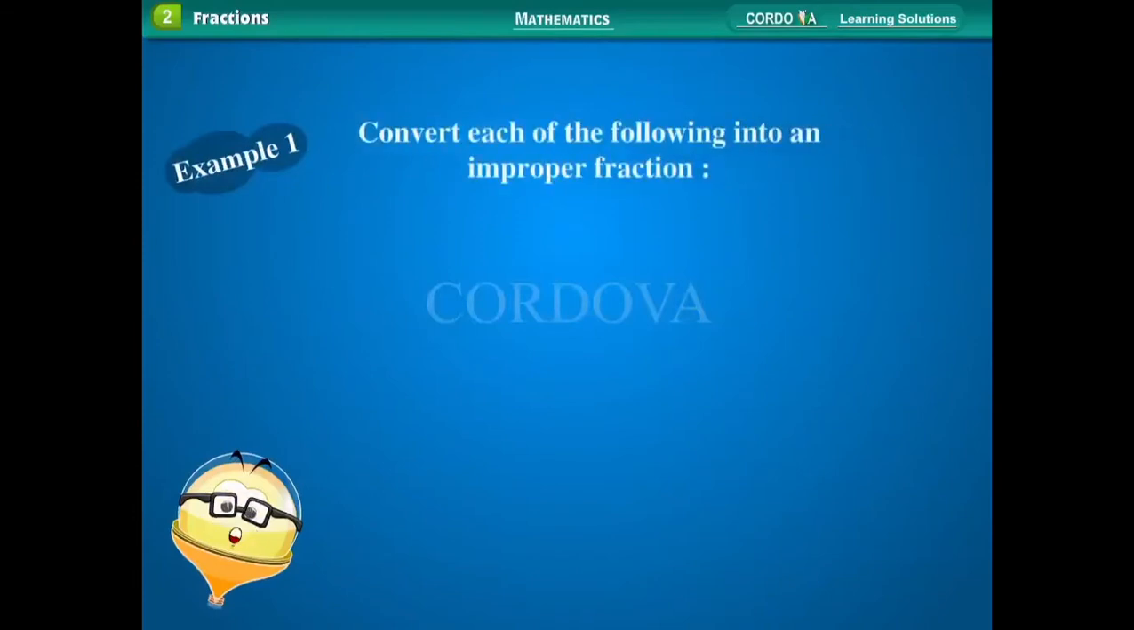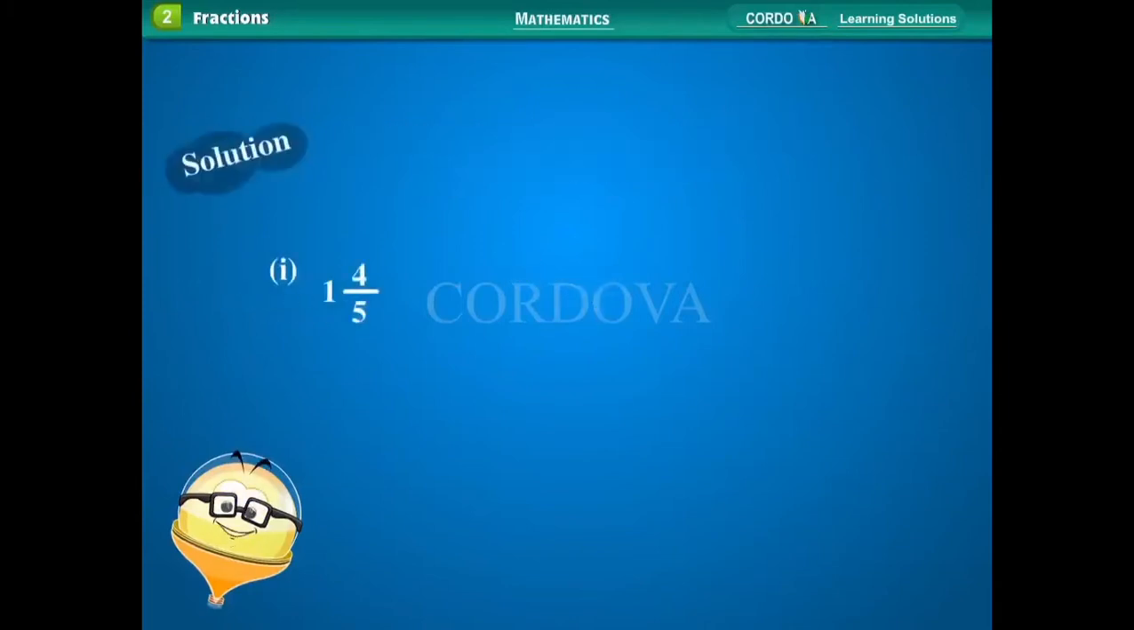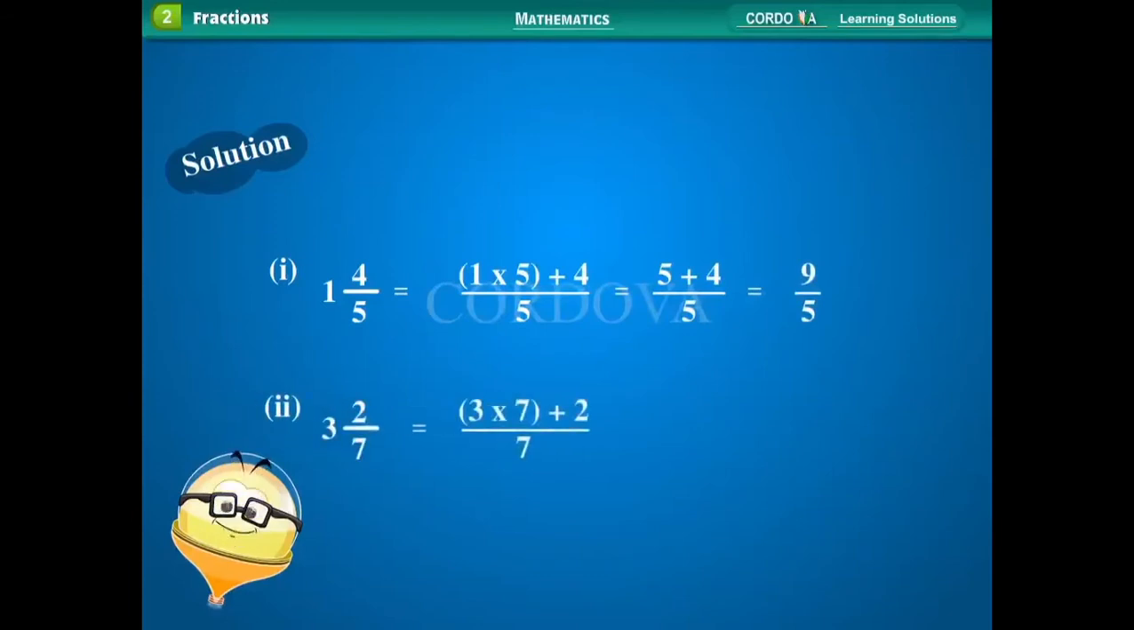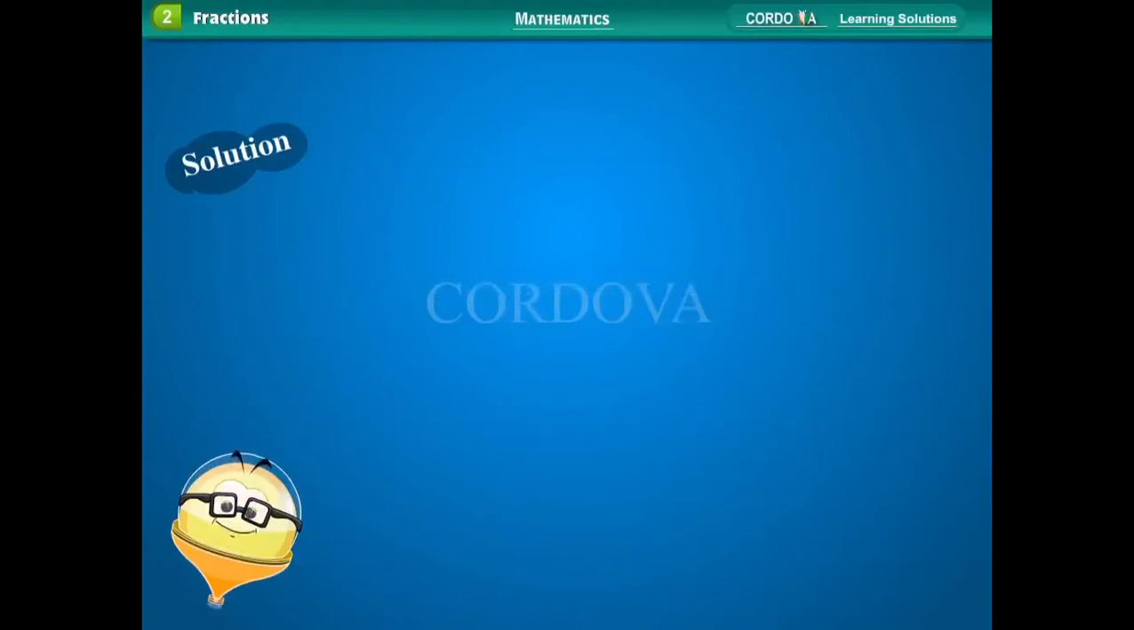Example 1. Convert each of the following into an improper fraction: 1 and 4 upon 5, 3 and 2 upon 7. Solution: 1 and 4 upon 5 is equal to 1 into 5 plus 4 upon 5, which is equal to 5 plus 4 upon 5, which is equal to 9 upon 5. 3 and 2 upon 7 is equal to 3 into 7 plus 2 upon 7, which is equal to 21 plus 2 upon 7, which is equal to 23 upon 7.